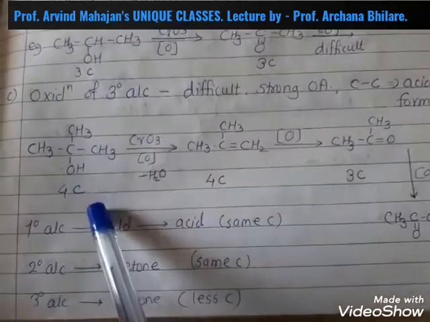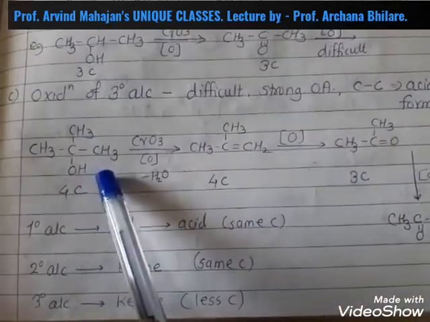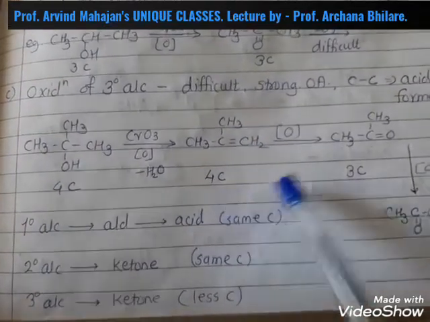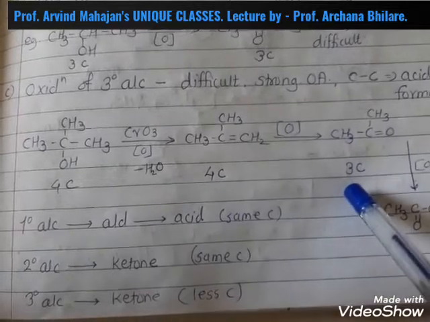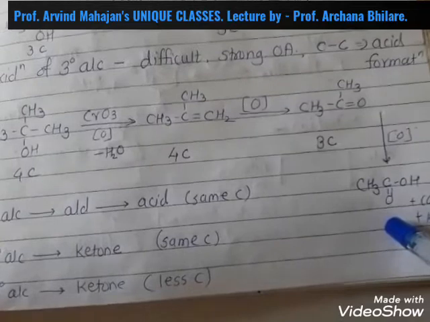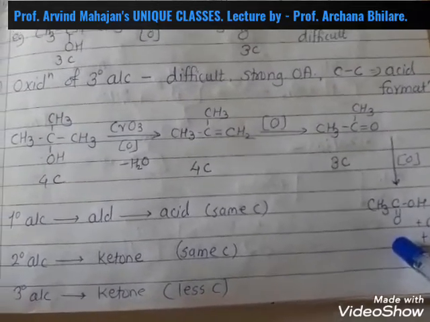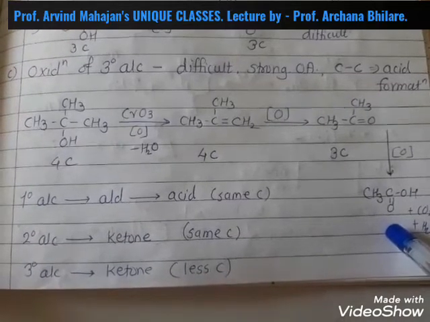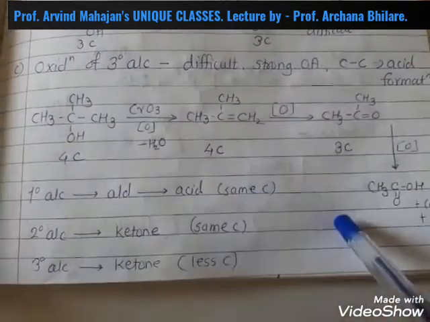See the number of carbon atoms in this. Alcohol contains 4 carbons. This alkene contains 4 carbons. But the ketone obtained contains 3 carbons, and the acid obtained has only 2 carbon atoms in it. Means the number of carbon atoms is reduced in case of tertiary alcohol.